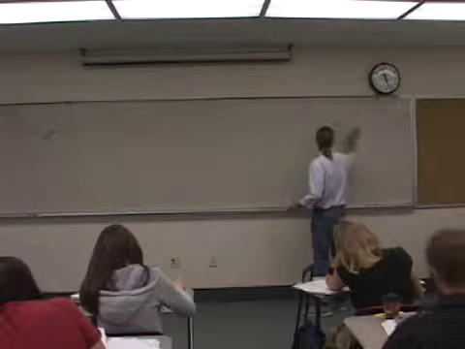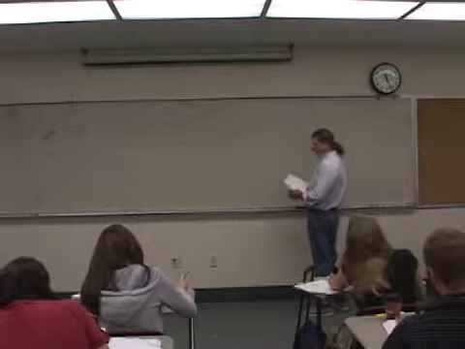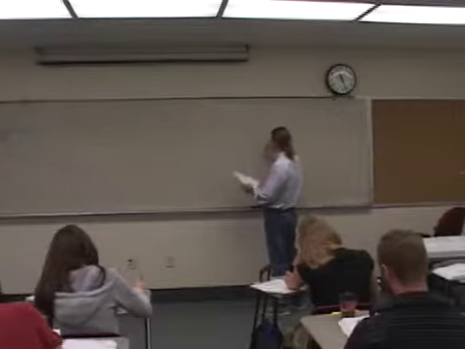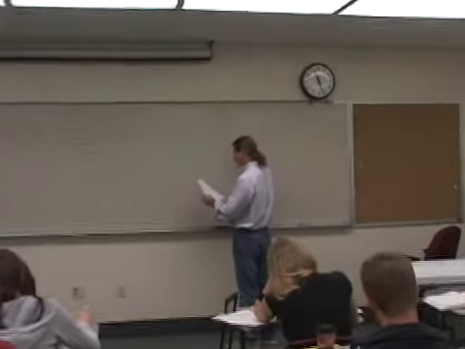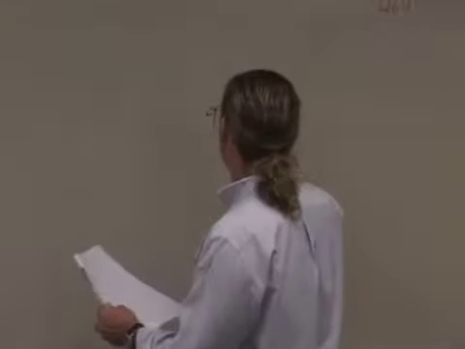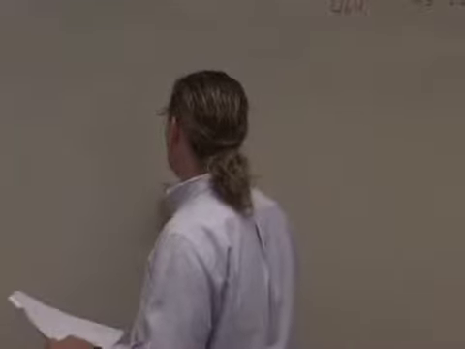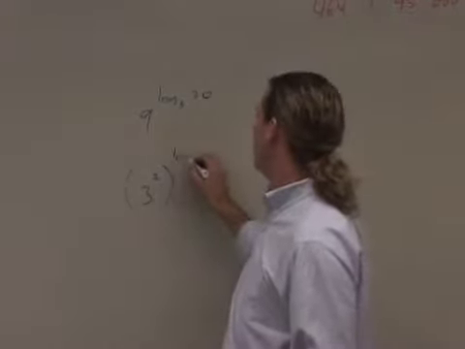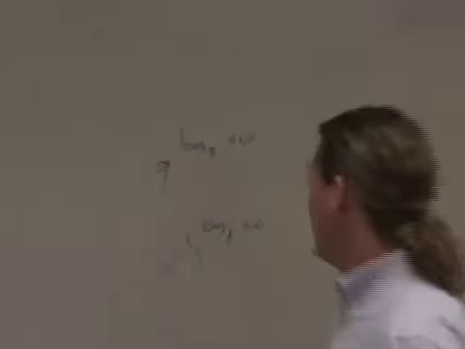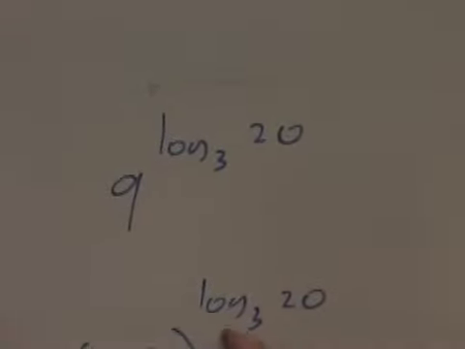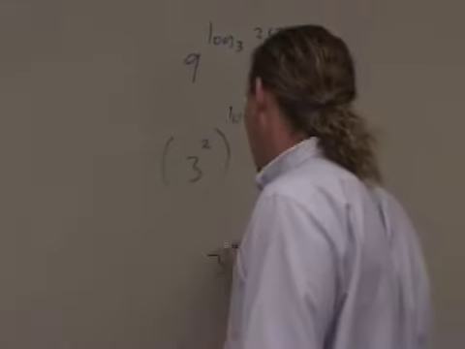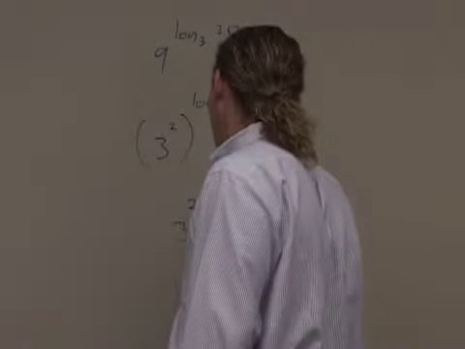Just change the 9 to 3 squared. Yes, exactly what you do. 9 raised to log base 3 of 20 is the same thing as 3 squared, which is 9, raised to log base 3 of 20. And when you raise a power to a power, what do you do? Multiply. 3 to the 2 times log base 3 of 20.